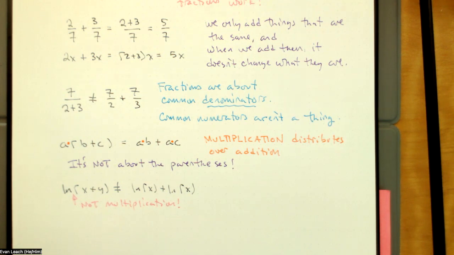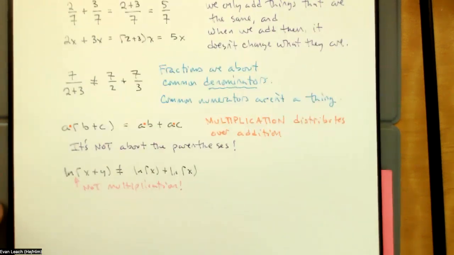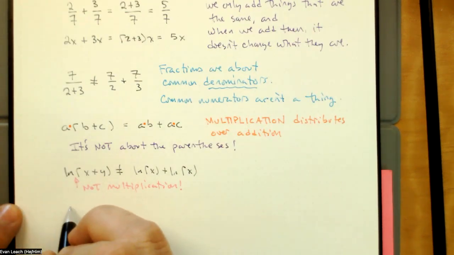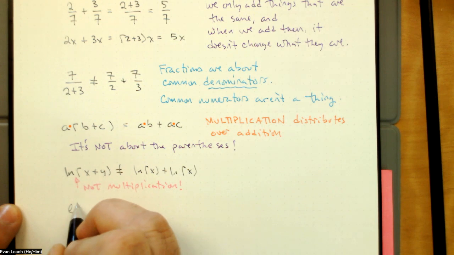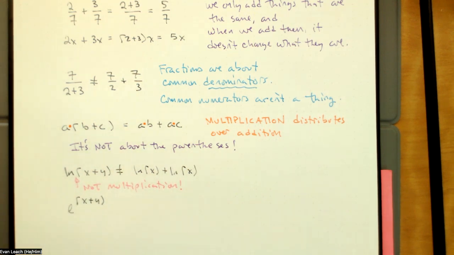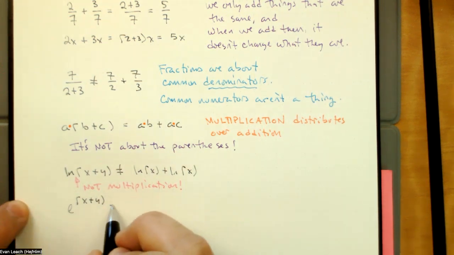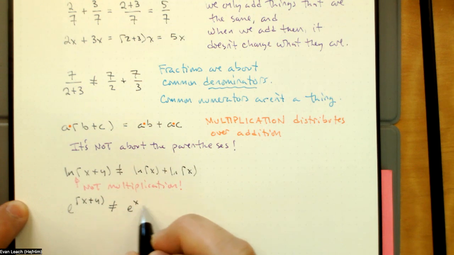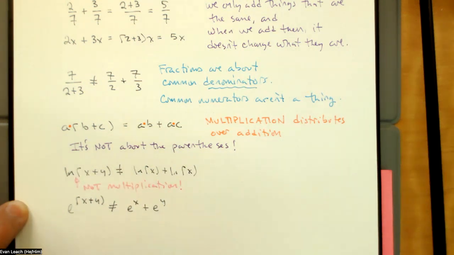Any questions? Happens a lot. We do parentheses and stuff. e to the x plus y, that's not e to the x plus e to the y. Because it's not multiplication. It's exponents.